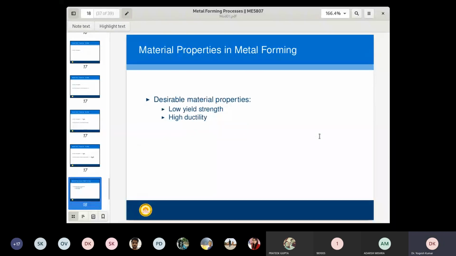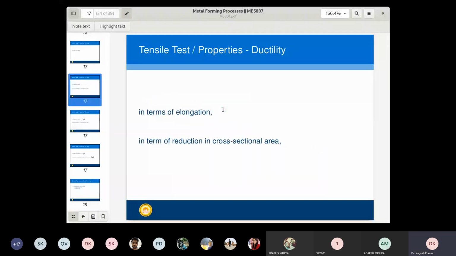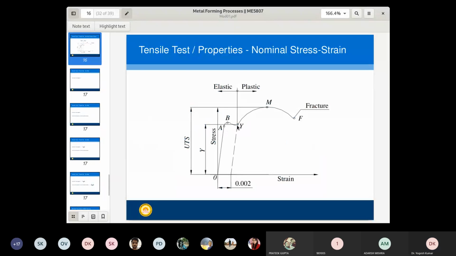So from today's discussion, we can understand what the desirable properties are during metal forming processes. Your yield strength should be low. If you see your stress strain curve, this yield strength should be low. There are a number of things through which this yield strength can be modified that we will discuss. But what is desirable during metal forming processes is that this yield strength point should be low.